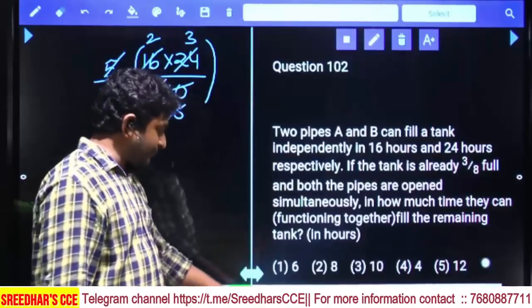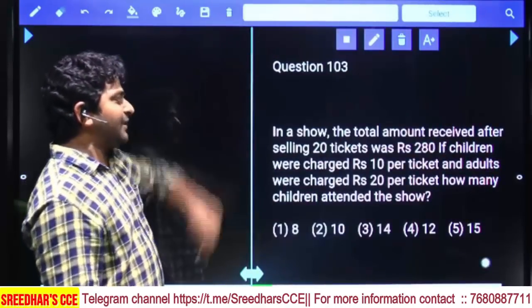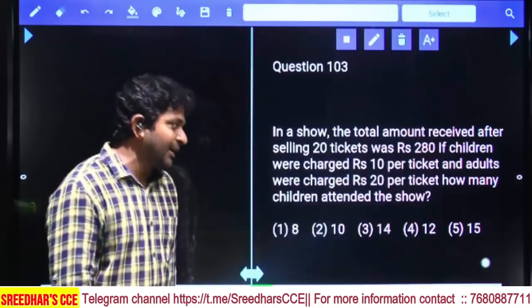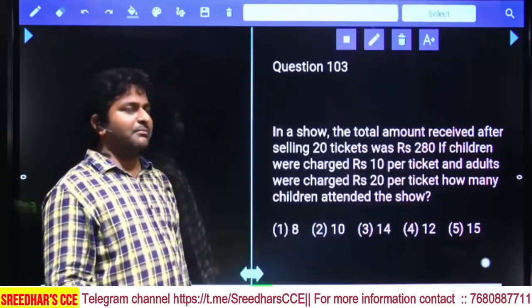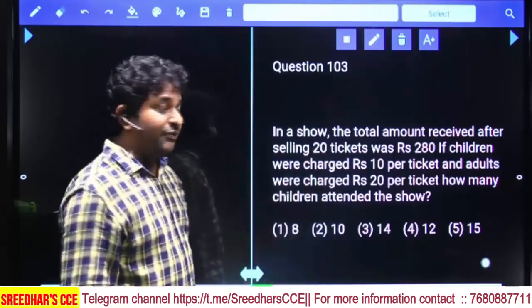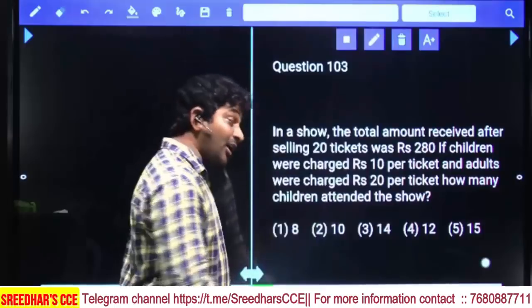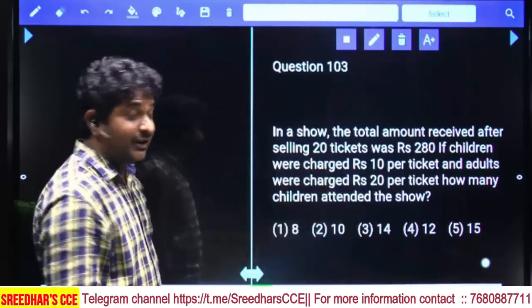Next, in a show the total amount received after selling 20 tickets was 280 rupees. If children were charged 10 rupees and adults were charged 20 rupees, how many children attended the show? There are multiple ways here to solve the question. So in total we have 20 tickets. If all are children, total amount collected would be 200. If all are adults, total amount collected would be 20 rupees into 20 tickets, that is 400.